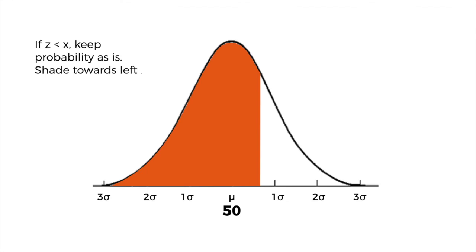Now, if z is less than x, keep the probability as is and shade towards the left. You can see here in the illustration how it would look. Always remember to locate the center first so that you know which direction to shade. You also have to be careful about where to locate x. This is why we have the center. If the center is 50 and what we're trying to look for is 51, it should be to the right of the mean, because 51 is greater than 50.